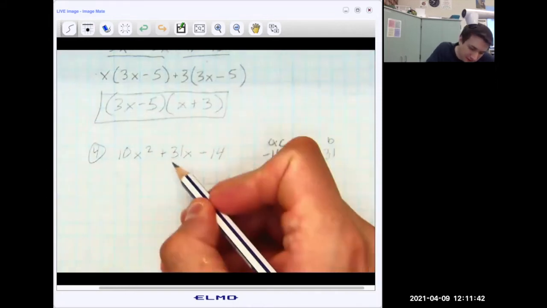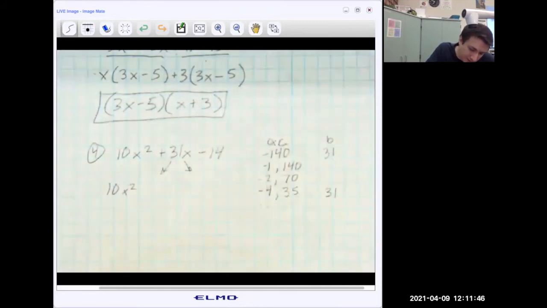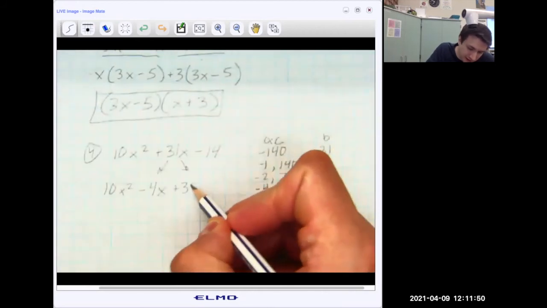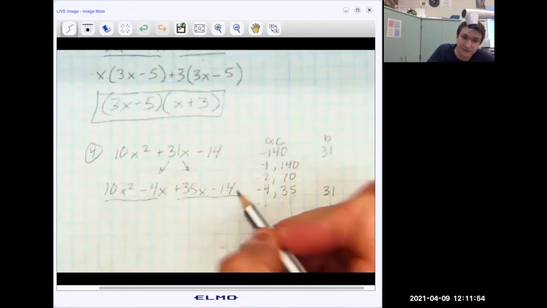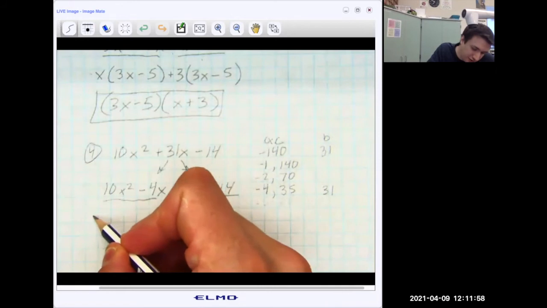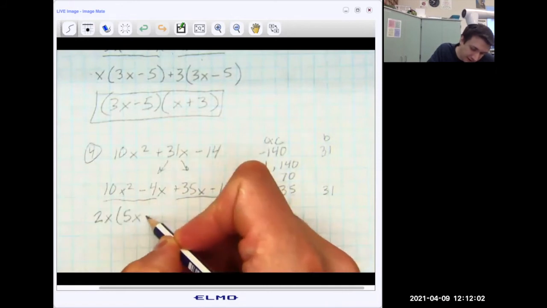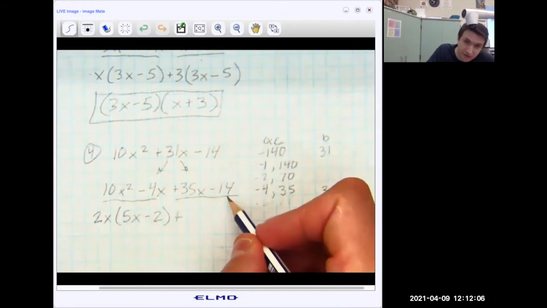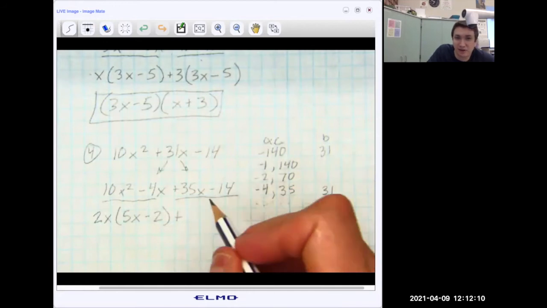So I'm going to break this apart. We get 10x squared minus 4x plus 35x minus 14. And I'm going to treat the first half and the second half separately. Over here, let's see, we can divide out a 2x. And so then we have 5x minus 2 plus, over here I have a minus, and I have that. So I have to think about handling those.